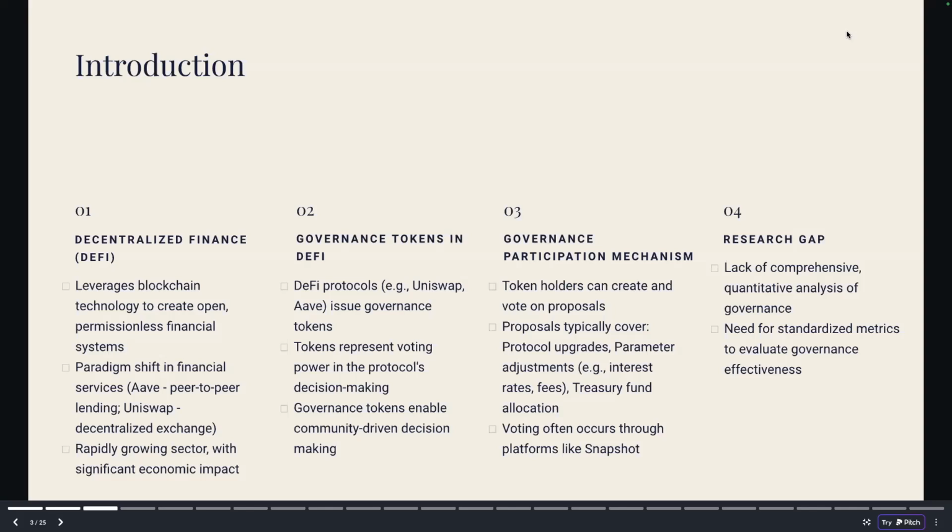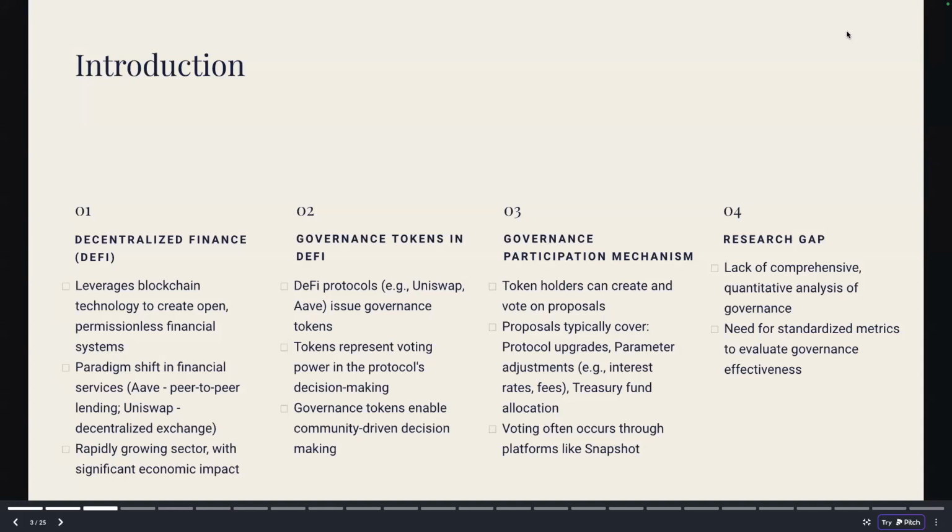Token holders can create and propose proposals, and those proposals typically cover protocol upgrades, fee changes, or where to allocate capital. With those proposals, you can also upgrade your protocol with new features, extend the code base, etc. And this voting often occurs through voting platforms such as Snapshot.